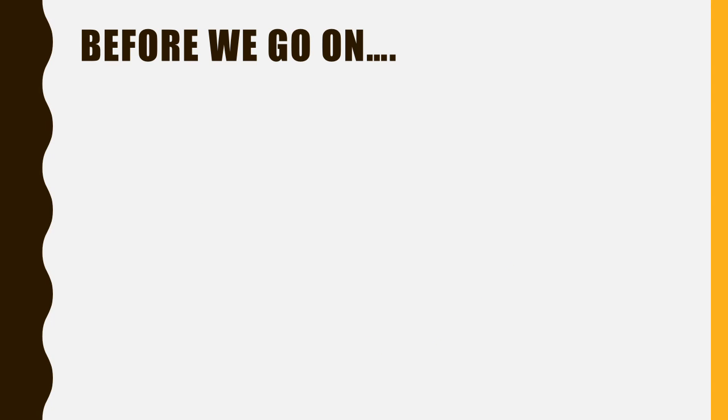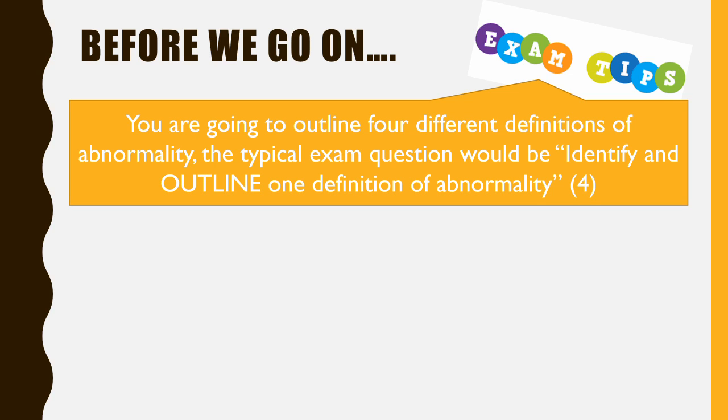So, as I've already mentioned, you are going to look at 4 different definitions of abnormality. Now, the typical exam question for this area would be identify and outline 1 definition of abnormality, and it would typically be worth 4 marks. Identify simply means to name a definition, and then you get 3 marks of credit for outlining 1 definition. Now, that question would pretty much always stay the same. It will always be worth 4 marks. The only time it would ever change is if they've already named a definition for you or they've already given you some examples of behaviours. But for most cases, it will be worth 4 marks.